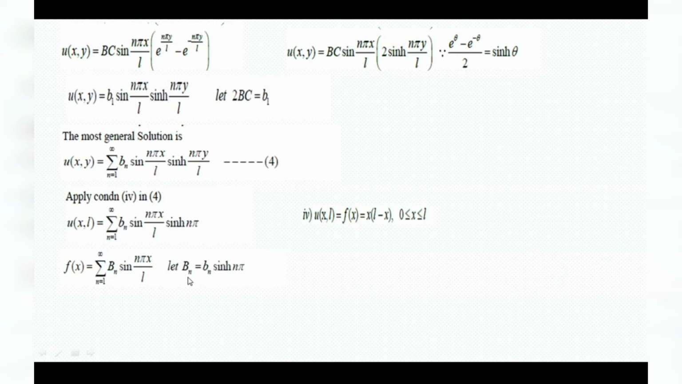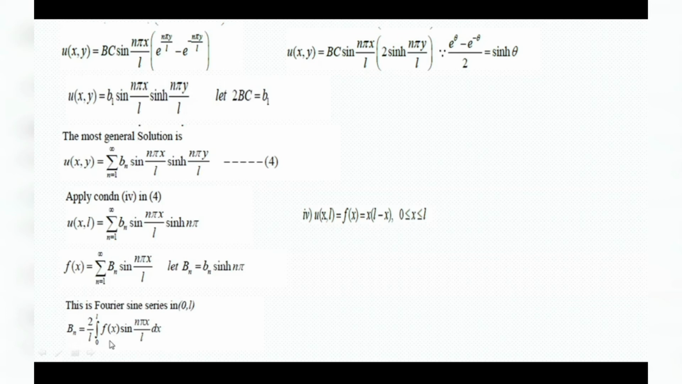So, we are writing it as one more constant, say capital Bn, and this is a half range Fourier sine series, and that can be solved using the formula 2 by L integration over 0 to L f of x into sin n pi x by L into dx. In this, we know this is our f of x.